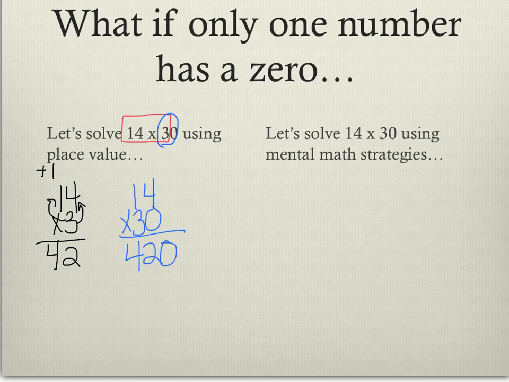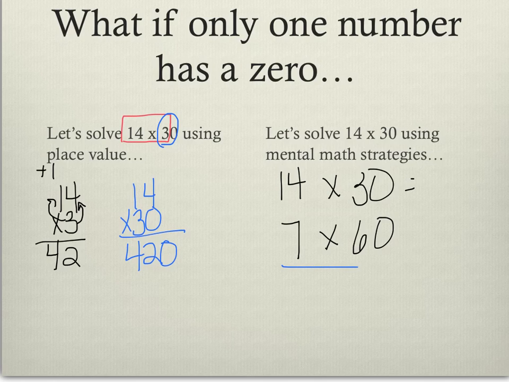I could also use mental math strategies to solve 14 times 30. Since 14 is an even number, I can split it in half. Half of 14 is 7. Since I took half of 14, I could use the strategy of half and double. Double 30 is 60. I could find the answer to 14 times 30 by solving 7 times 60.